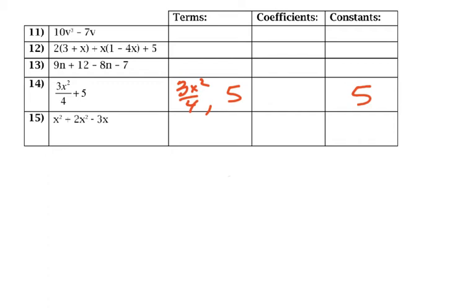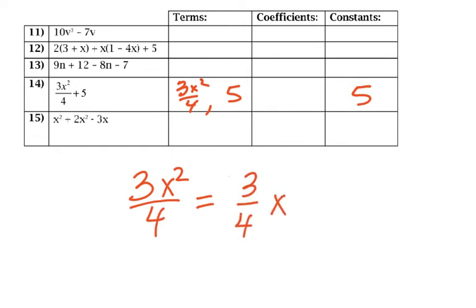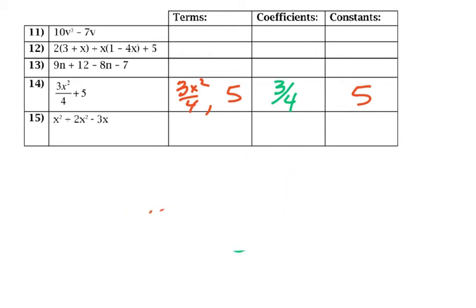Let's talk about the coefficient. If I have this, and you might want to write this down somewhere, that is exactly the same thing as saying this. And it sometimes helps to write it that way because now it's very obvious that my coefficient is 3/4. So remember that. We'll see a lot of fractions that we'll have to deal with.